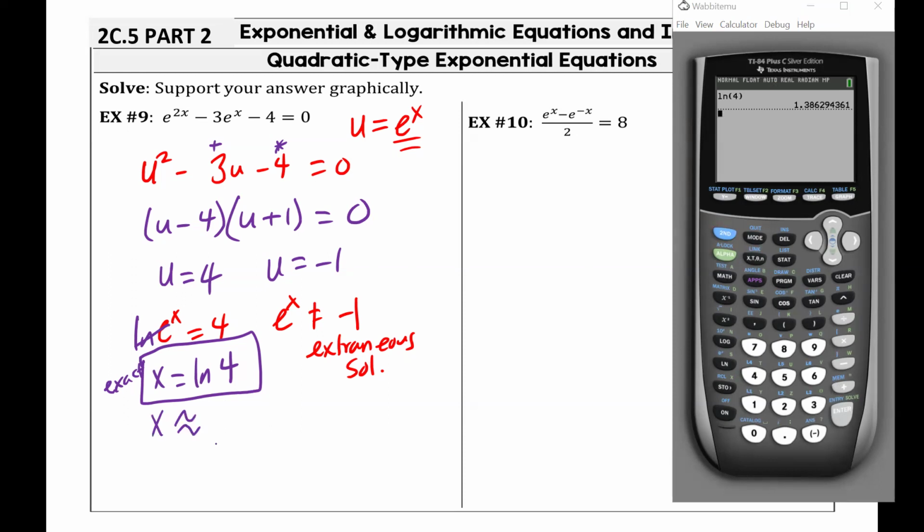All right. So, my approximate value would be 1.386. There we go. Okay. How do we feel about putting it in to approximate?